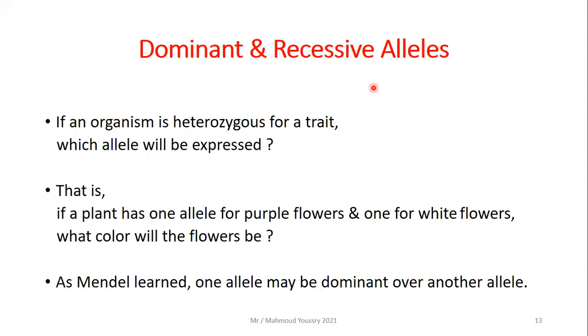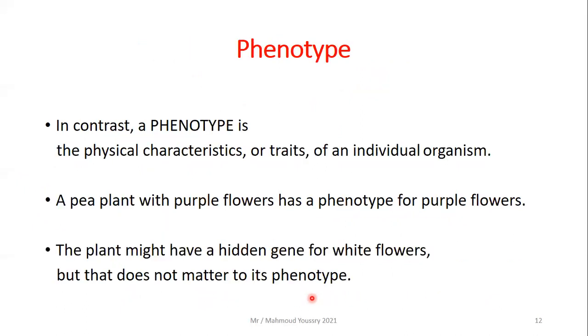Okay, what about dominant and recessive alleles? If an organism is heterozygous for a trait, which allele will be expressed? That is, if a plant has one allele for purple flowers and one allele for white flowers, which color will the flower be? As Mendel learned, one allele may be dominant and the other is recessive, or one allele may be dominant over another allele.